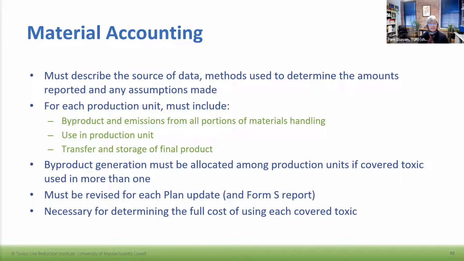Byproduct generation needs to be allocated between production units if your covered toxic chemical is used in more than one production unit. And so that really points to making sure that you're understanding your numbers and your chemical pathway throughout each of your production units, so that you can do them. And your materials accounting has to be revised for each plan update and of course for every Form S.